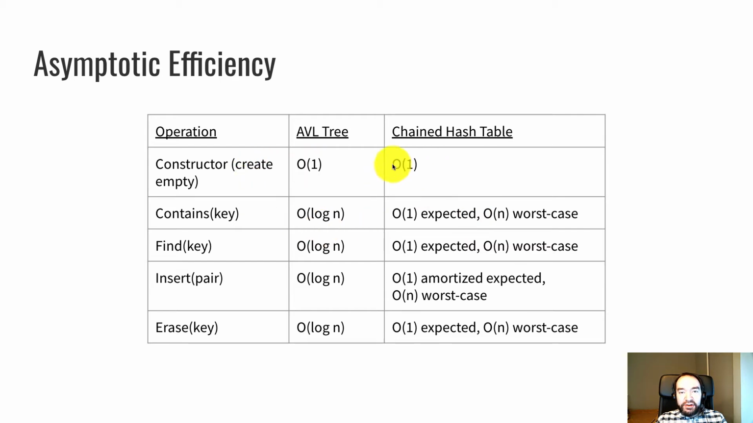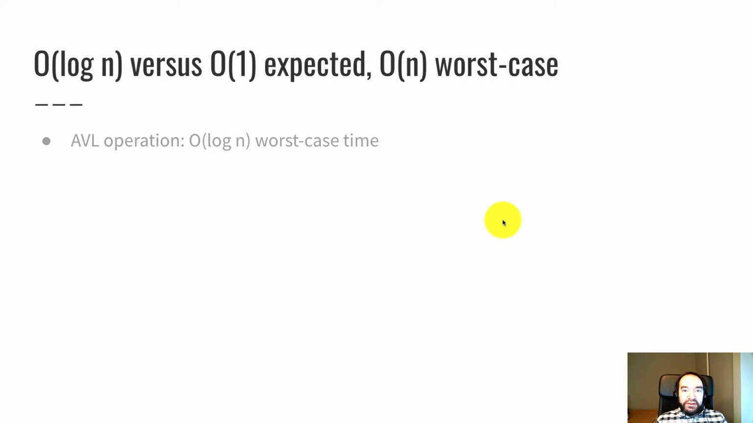They're tied on creation. You usually only do that once, but in basically all of the other categories, the trade-off here is that the AVL tree takes log n time and the chained hash table takes constant expected time or linear worst case time. So how does that shake out?